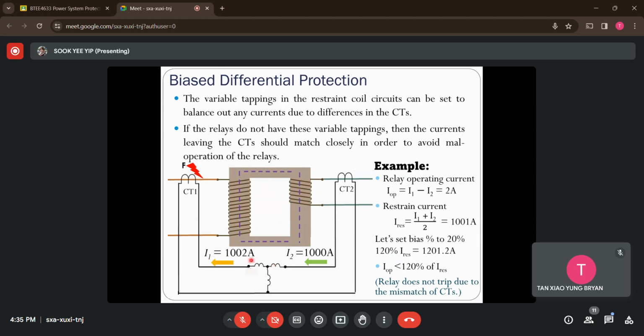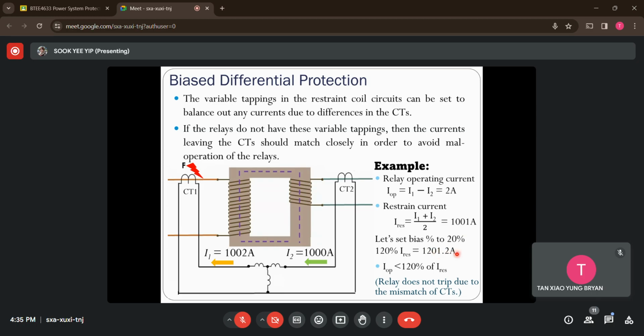But what happens if I have a bias differential relay? I need to look for the restraining current as well, right? To find the restraining current, take the average of these two: 1002 plus 1000, divided by 2. So you find the restraining current at 1001 ampere. But don't stop here. You have to see what percentage you have set. For example, if we set it at 20%, we have to find 120% of the restraining current, so 1.2 multiplied by this. So 120% of the restraining current is 1201.2 amp.